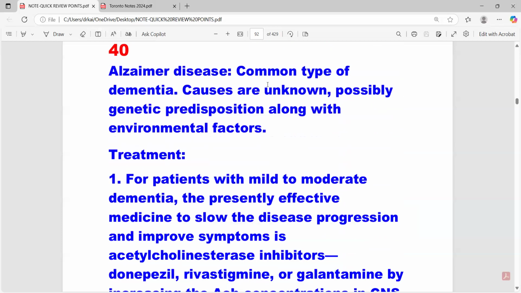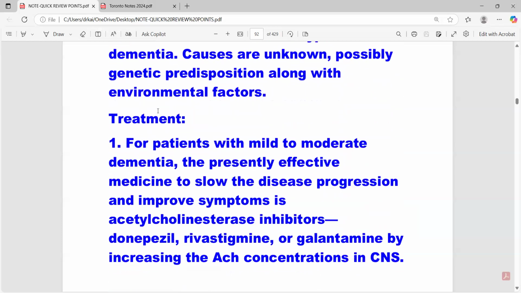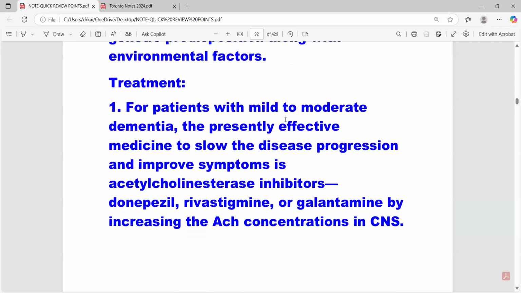Then comes Alzheimer's disease, the most common cause of dementia. The causes are unknown. For the patient with mild to moderate disease, the present effective medications slow the progression of the disease and improve symptoms. So in those ones we give donepezil, rivastigmine, galantamine. So they are very important. They usually like to ask in NAC OSCE and in MCQs as well.